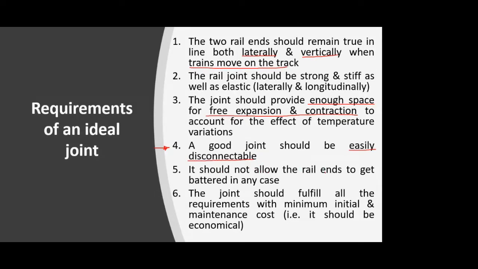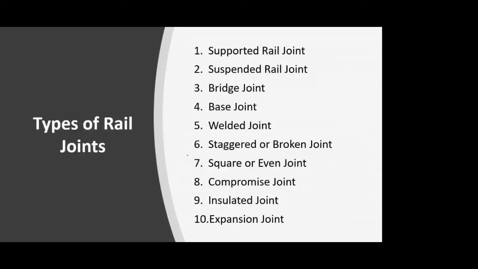Then it should not allow the rail ends to get battered. What this battering is, we'll be seeing in the next slides. And the joint should fulfill all the requirements with, again, the cost aspect coming into the picture: the initial cost and maintenance cost of these joints should be minimum. That's the universal criterion in the construction field, and the same applies to your joint. So these are the ideal requirements of your joint.